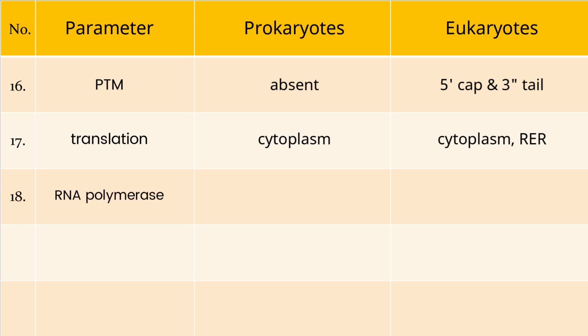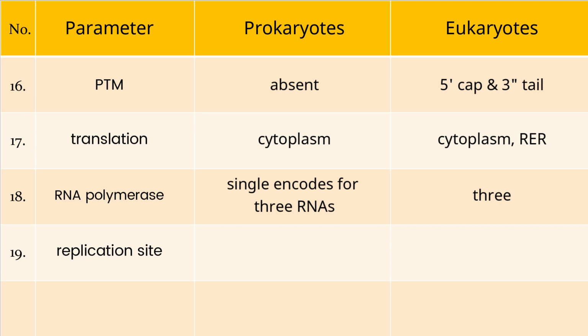RNA polymerase of prokaryotes is of single type, and it encodes for all 3 RNAs. Eukaryotic RNA polymerases are 3 in number. RNA polymerase 1 encodes for ribosomal RNA, RNA polymerase 2 encodes for messenger RNA, and RNA polymerase 3 encodes for transfer RNA molecule. Replication site in prokaryotes has a single origin, while eukaryotes have multiple origins of replication as the size of genomes is very large.